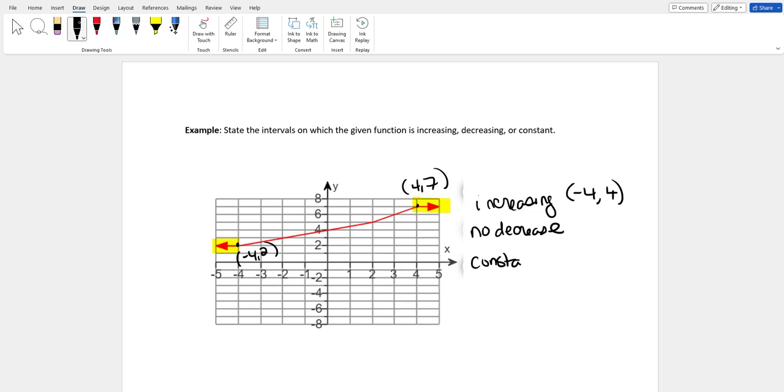So now let's look at the constant. If you go out here, this is negative infinity, and if you go out here, it's positive infinity. So it's going to be constant from negative infinity all the way up to negative 4, and then it's constant again. It's going to start at 4 up here all the way out to positive infinity.